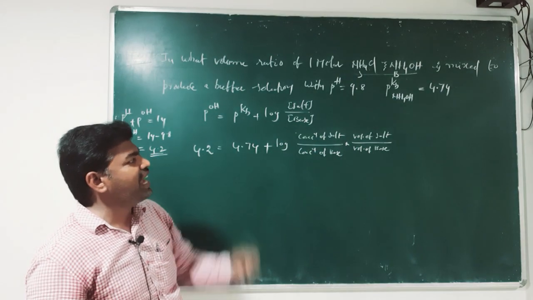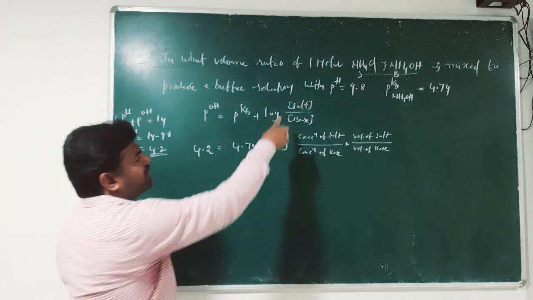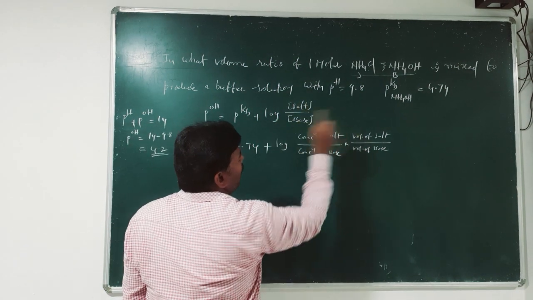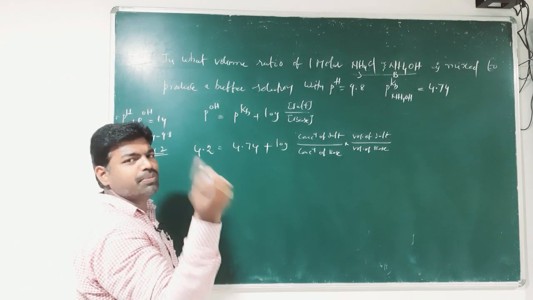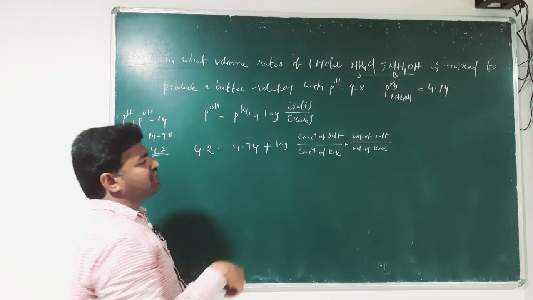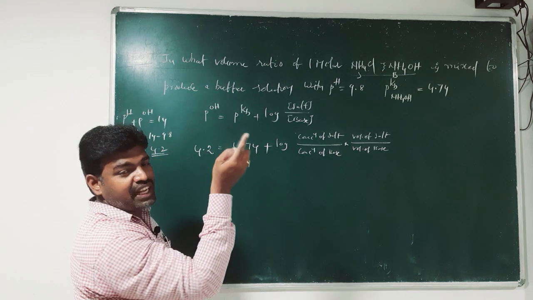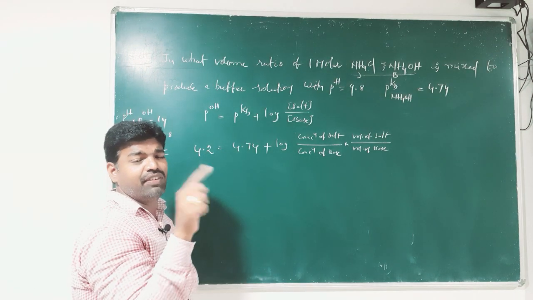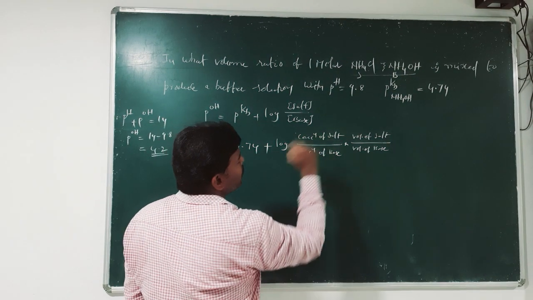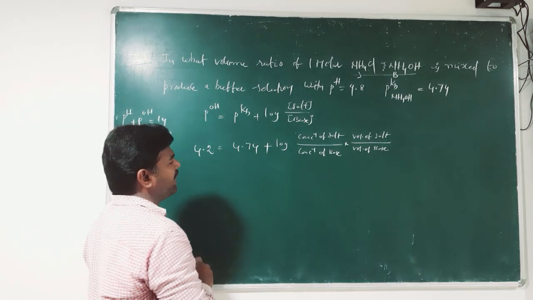We can write this like this because concentration of salt is molarity, and molarity into volume gives millimoles or moles. If the given volume is in mL, that gives millimoles. If the given volume is in liters, that gives moles. Okay, concentration of base into volume of base.